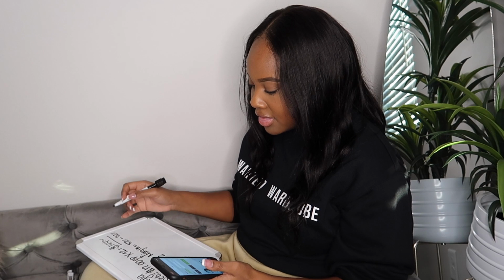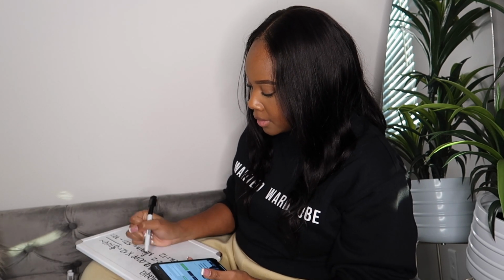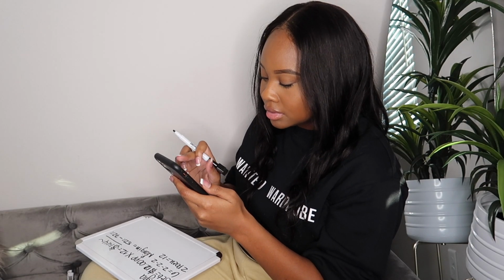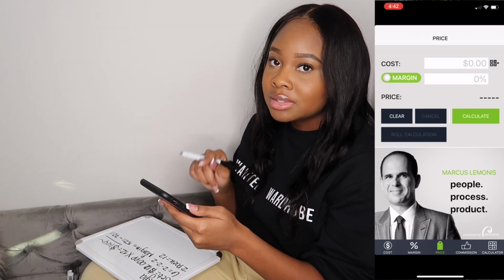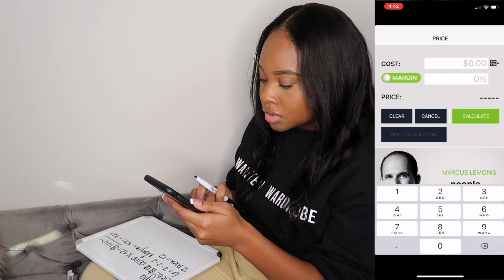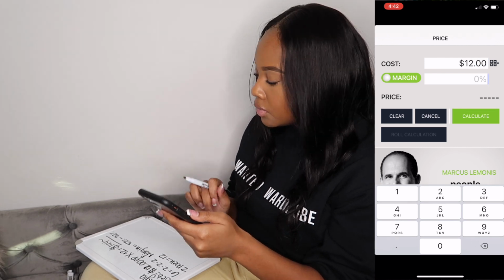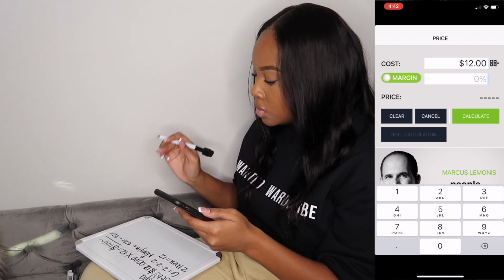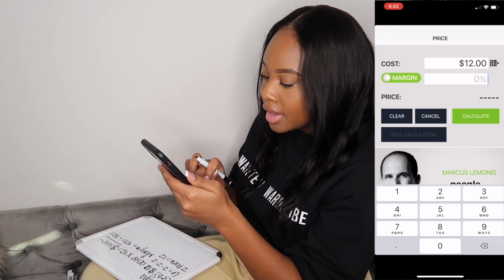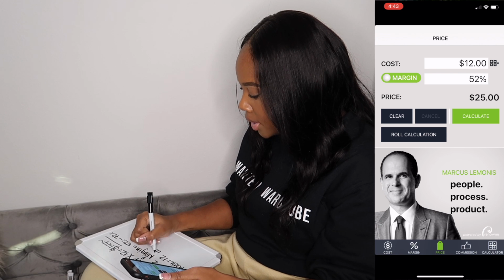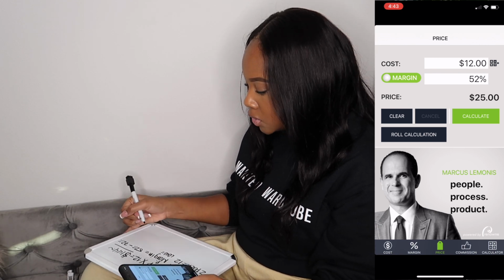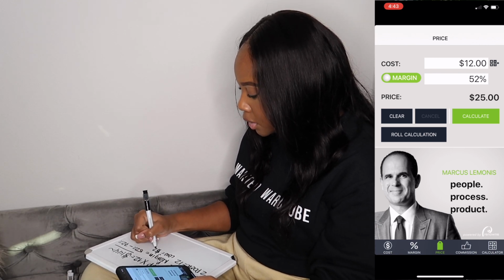So I know that my item is $12 like I showed you guys. So I am going to go down here to price because we want to find the price of this inventory. So $12. I know that my profit margin is anywhere between 52 and 72%. So I'm going to go ahead and put in my 52% and I'm going to hit calculate. So that means the lowest that I can have my inventory is at $25 per piece.